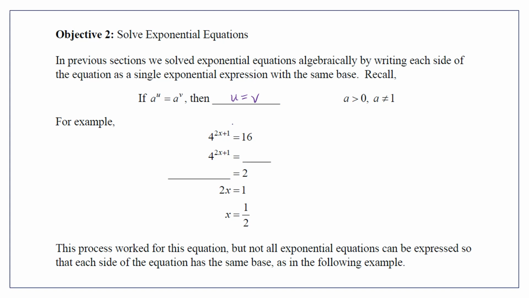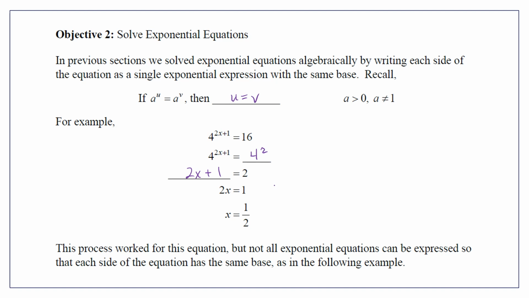For example, 4 to the power 2x plus 1 equals 16. We can rewrite 16 with a base of 4, which would get us 4 squared. Because we now have the same base, we can drop the base and set the powers equal to each other. And then we would solve for x. So we would subtract 1 on both sides and then divide by 2, giving us the solution x equals 1/2.